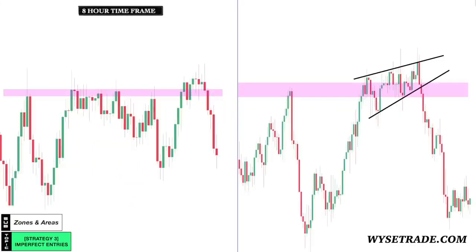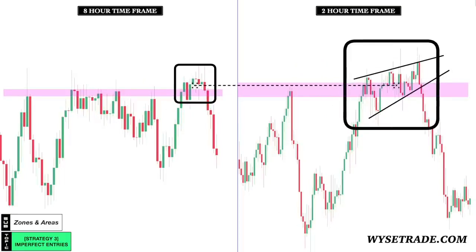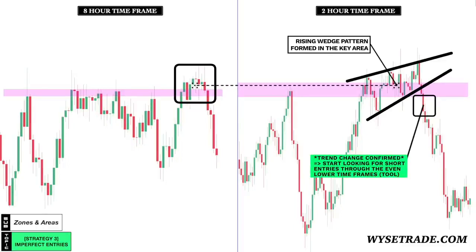On the left is the 8-hour time frame we just looked at, and on the right is the 2-hour time frame of the same asset. Same key level, same uptrend. This area here is this same area here. So inside of the candlesticks, you had a perfect rising wedge form. Once price breaks below with a bearish momentum candle, trend change confirmed, and is when you would start looking for short trades through the even lower intraday timeframes.